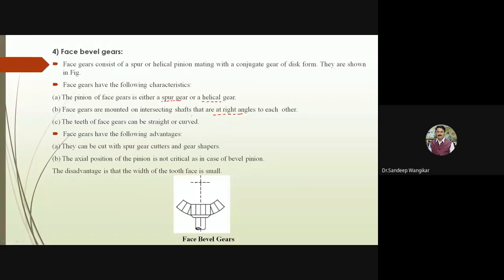Face gears have the advantages that they can be cut with spur gear cutters and gear shapers, and the axial position of the pinion is not critical. Here you can refer to the pinion, which is either a spur or helical gear, and such a combination mates with the other conjugate gear. Such a combination we call a face bevel gear. The disadvantage of the face gear is that the width of the tooth face is small. So this is about face bevel gear.